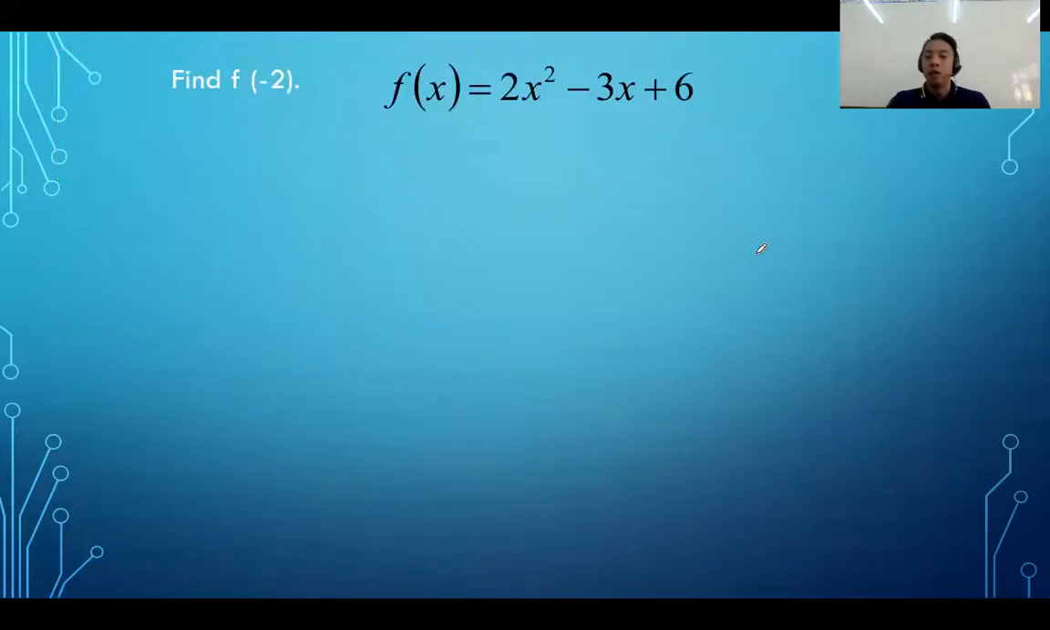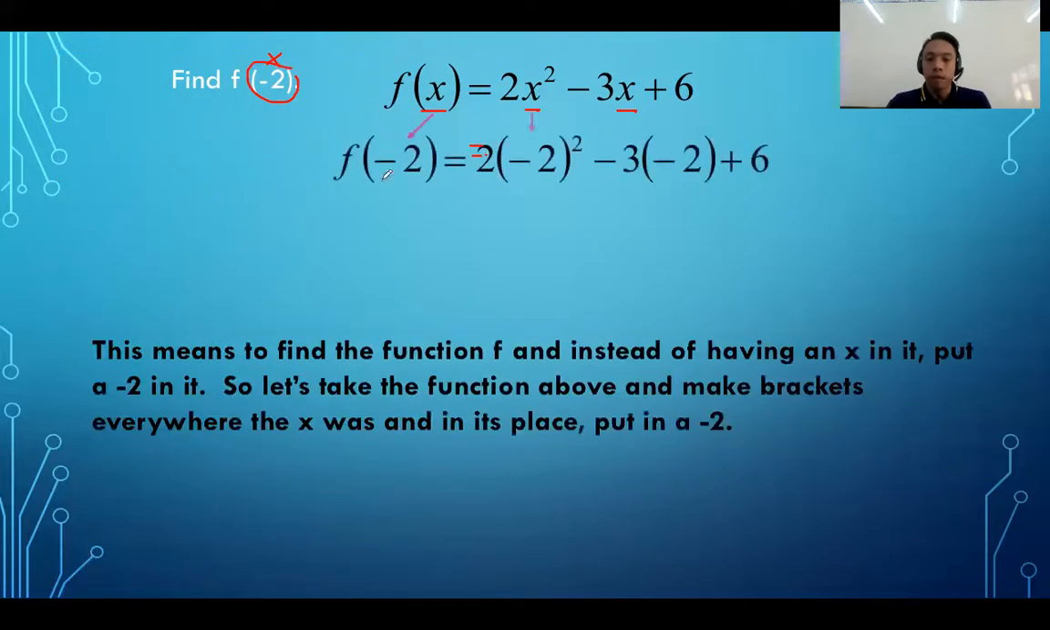Find f of negative 2. Again, this is the value of x. We will just change all the x's here with negative 2. All right? Okay, we will change those. So it will become f of negative 2, negative 2, negative 2.